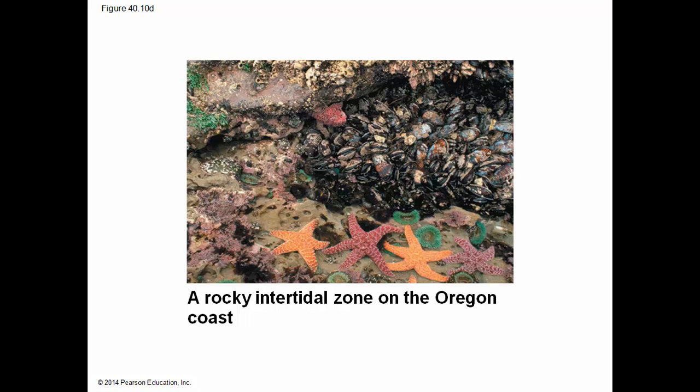Okay, here's a rocky intertidal zone on the Oregon coast. You can see there's a lot of mussels here, and these are some sea anemones in green here, and then these are sea stars here. You can see they're located on the intertidal zone here.